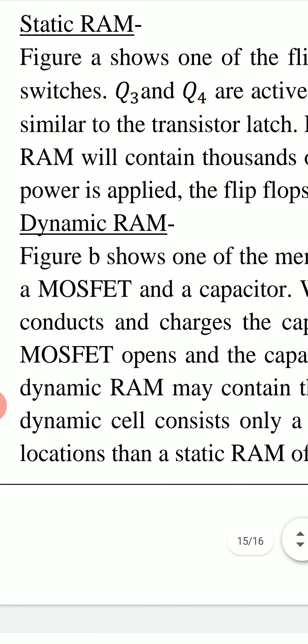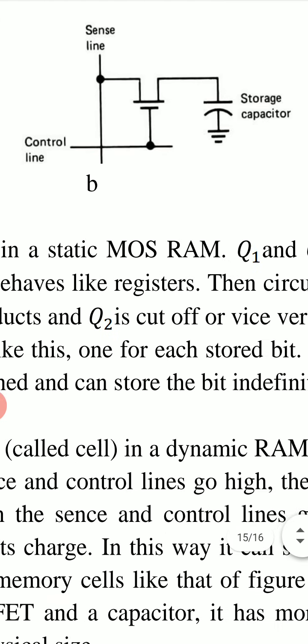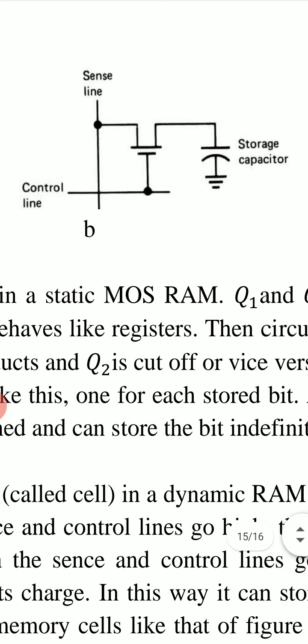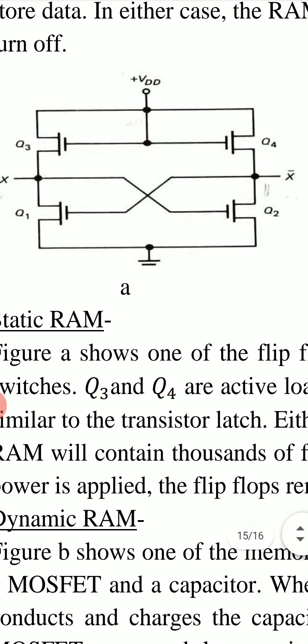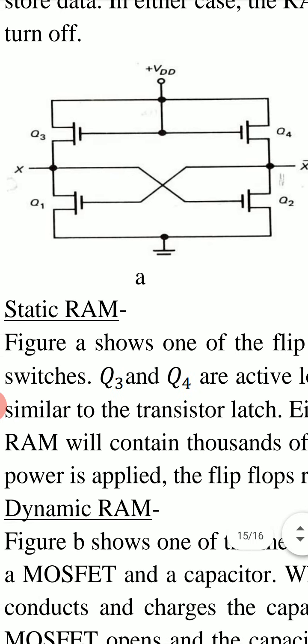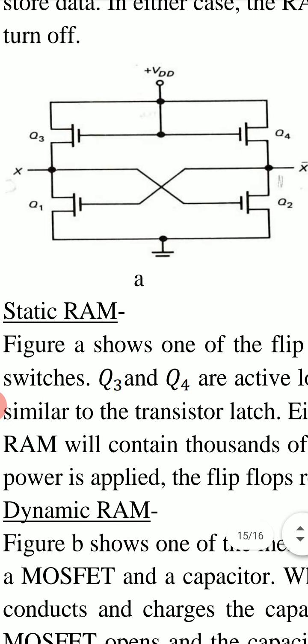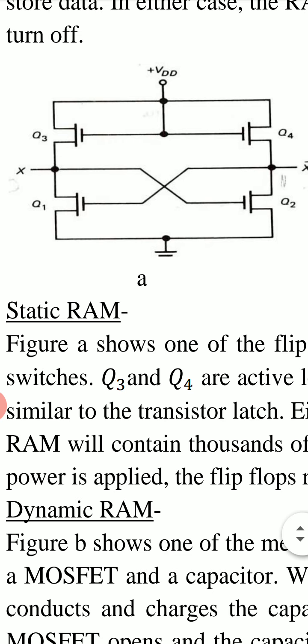Second is dynamic RAM. It is shown in this figure B. It uses a MOSFET and a capacitor. In static RAM, 4 MOSFETs are used to store a bit. Bit means 0 or 1, binary digit. So in static RAM, 4 MOSFETs are used to store a bit.